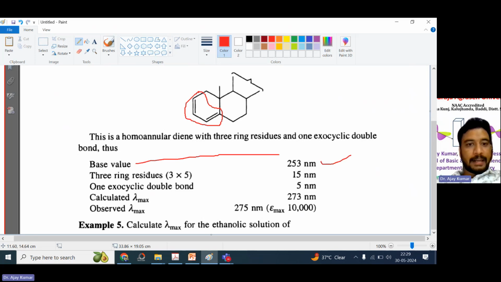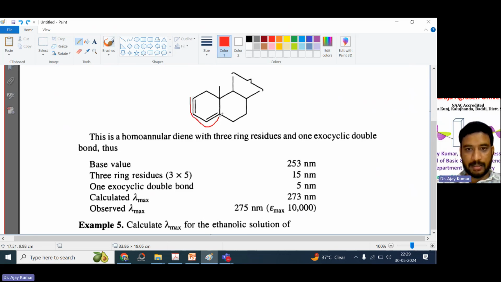And ring residue. Now, how will we identify the ring residue? Again, we have to identify the part of conjugation. So this is the part of our conjugation in a homoannular diene system: double, single, and double. Ring residue means a kind of substitution. That is 1, 2, and 3. So in total we have 3 ring residues. We have a 5 nanometer increment for each ring residue, so 3 multiplied by 5 is 15 nanometer.